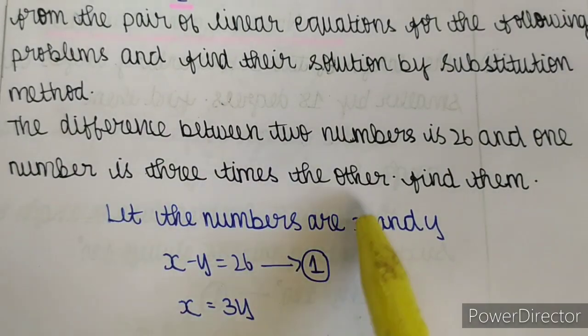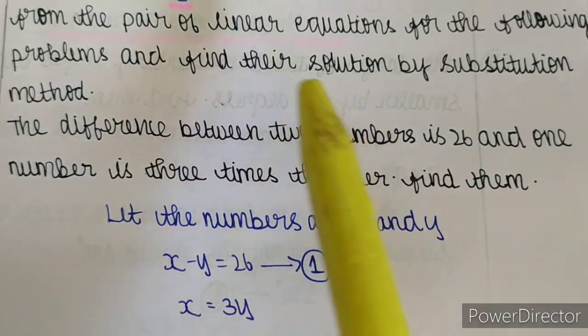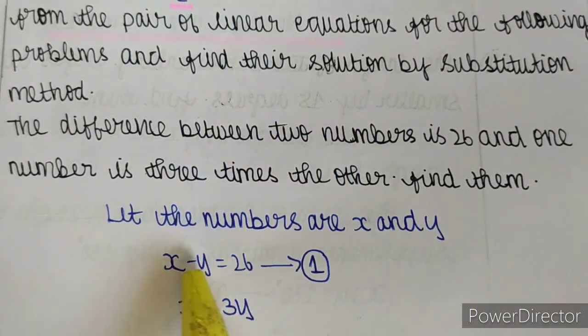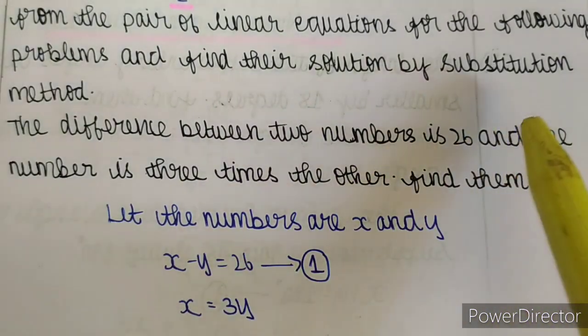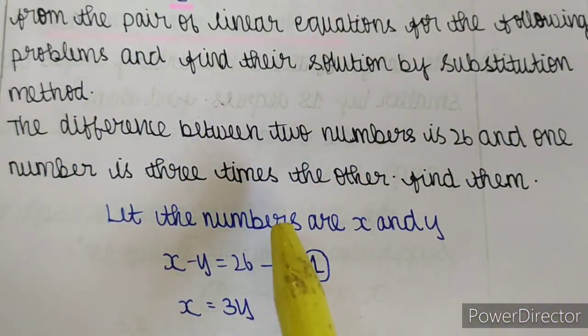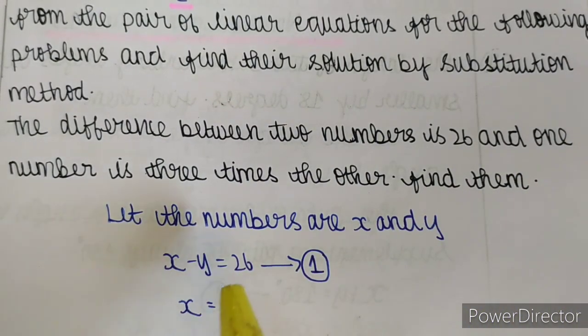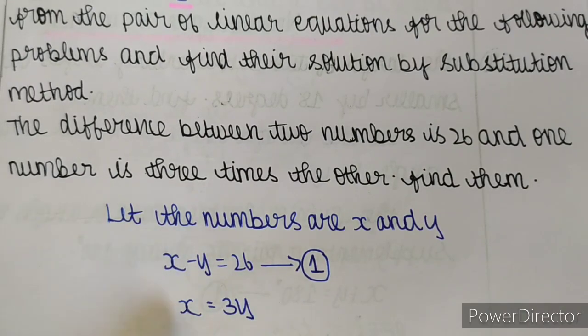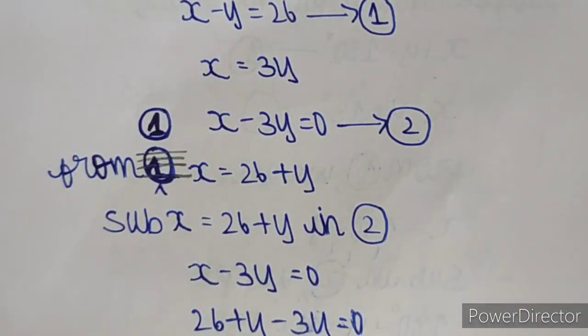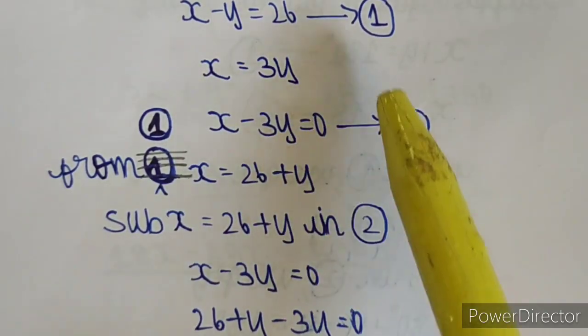So now let's substitute. Let the two numbers be x and y. Now, the difference between two numbers. Difference means subtraction. So x minus y is equal to 26. We can write it. And one number is 3 times the other. That means any of these numbers, x or y, let's take x. So x is equal to 3 times the other, 3y. So in order to form this, bringing 3y to the other side, it becomes minus 3y. So now x minus 3y is equal to 0 is the second equation.